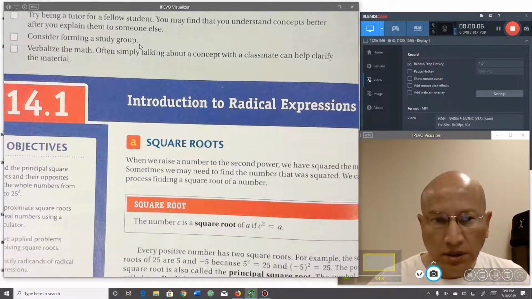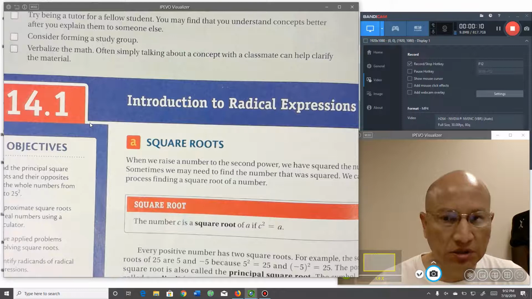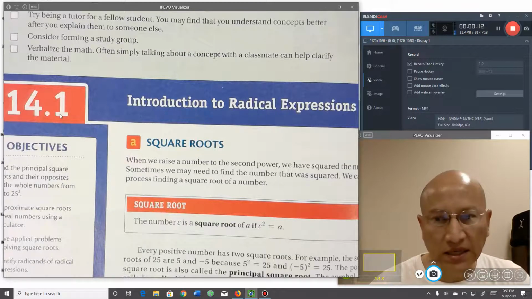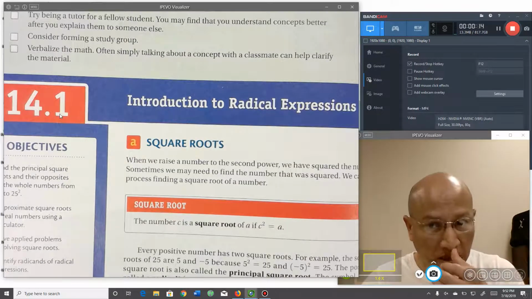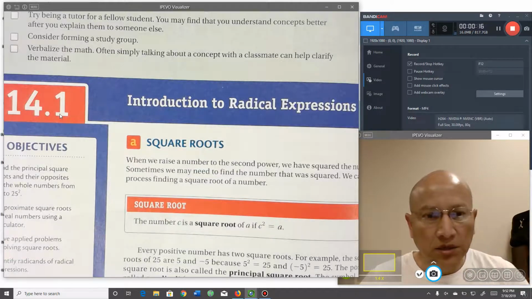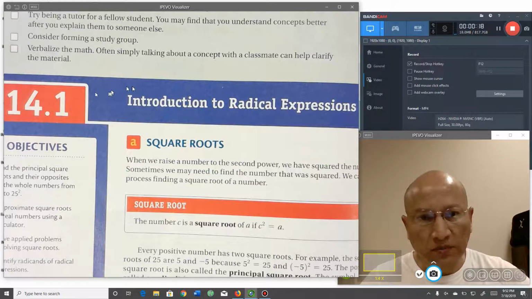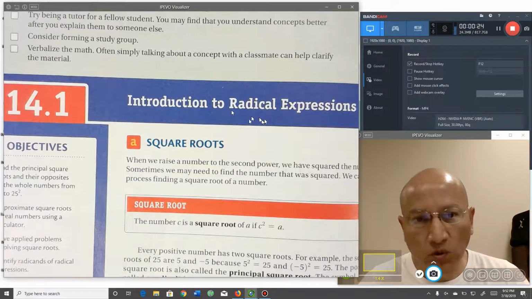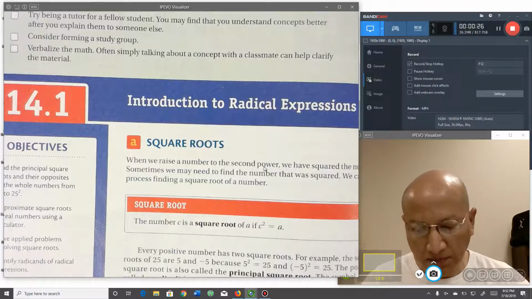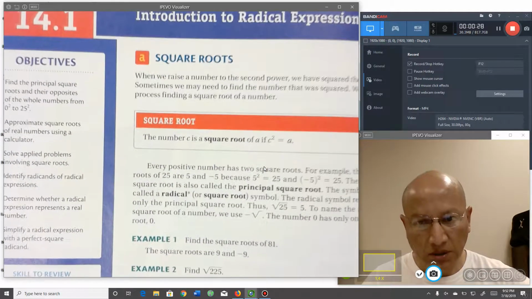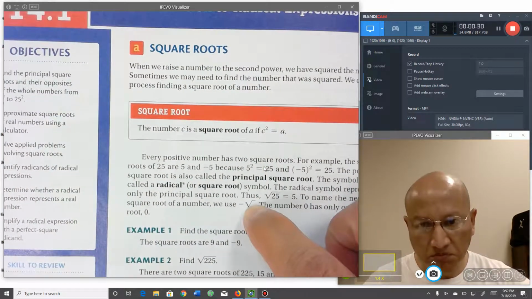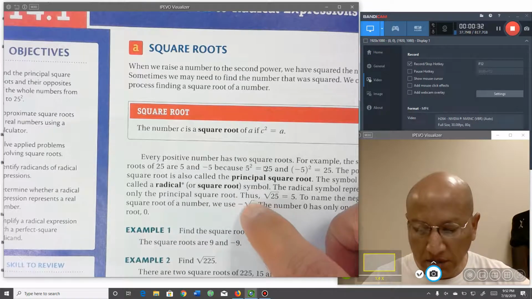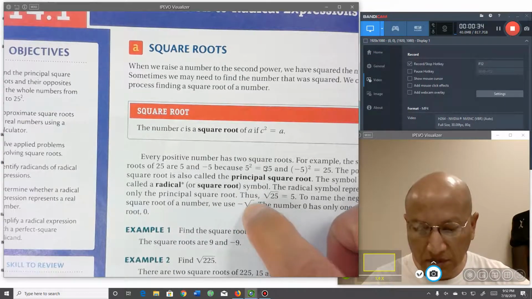Well, today we will be talking about chapter sections 14.1 and 14.2, and it's about radicals. That word right there is talking about square roots. Well, that's this sign here. That's the radical sign.